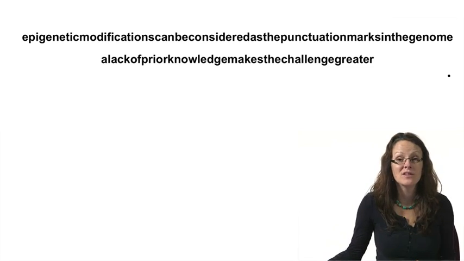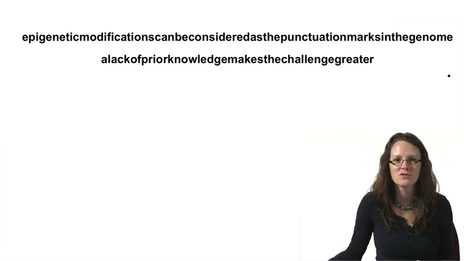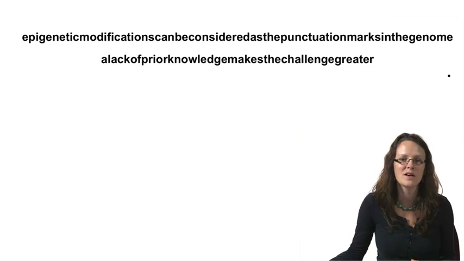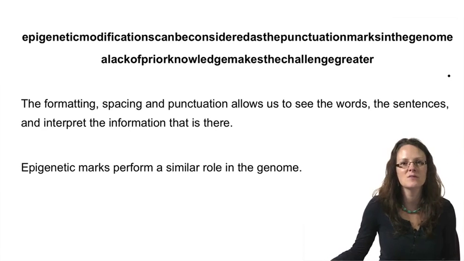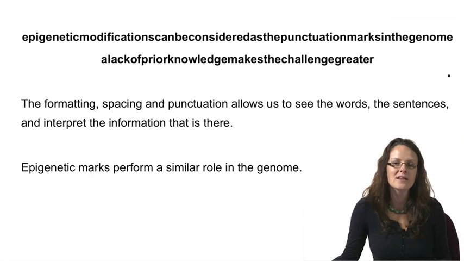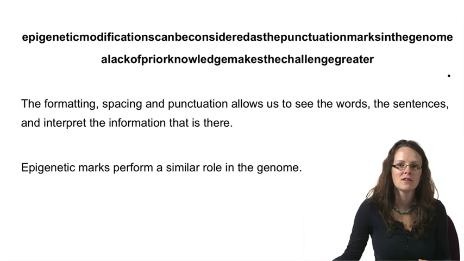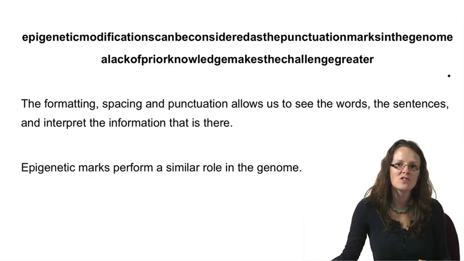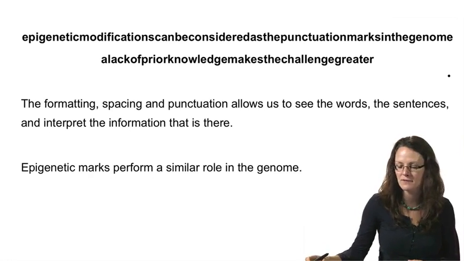And this isn't the case where we have 26 letters, so we have more variety, but in the genome we have just 4. And we also have much longer strings. We have billions of base pairs, so billions of bases rather than tens of letters that are shown here. This sentence just says, a lack of prior knowledge makes the challenge greater. So it's this formatting and spacing and the punctuation that really allows us to see each individual word that makes up a sentence and interpret the information that's there. So epigenetic marks or epigenetic modifications perform a similar role in the genome. They allow us to interpret the information that's there in those 4 bases in the billions of letters that are around.